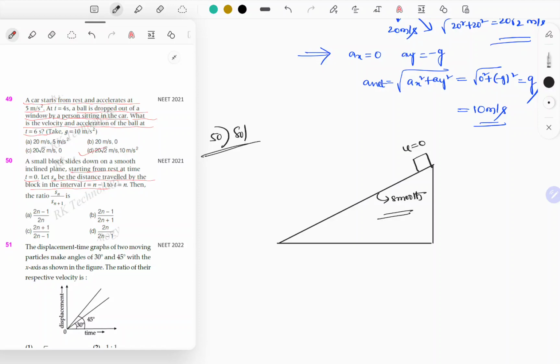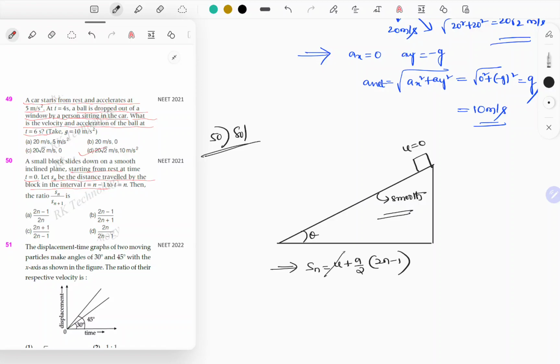Then what's the formula for the distance traveled by the object in the nth second? Sn is equal to u plus a by 2 into 2n minus 1. Actually, it should be theta. So the acceleration, which is responsible for displacement of the object on the inclined plane, is going to be g sine theta. That is on an inclined surface. When the laws of motion chapter comes, you will get that complete clarity. So I'll explain that chapter also.